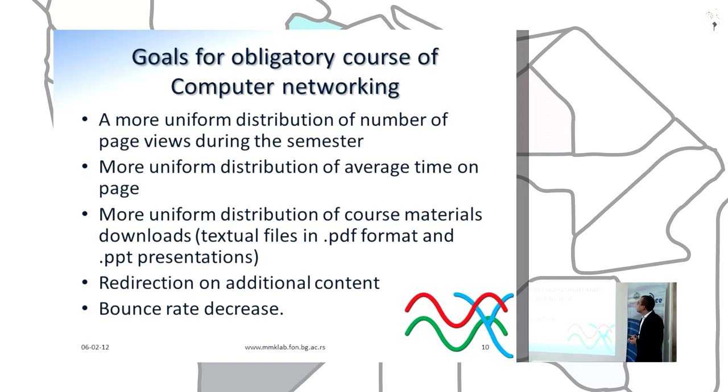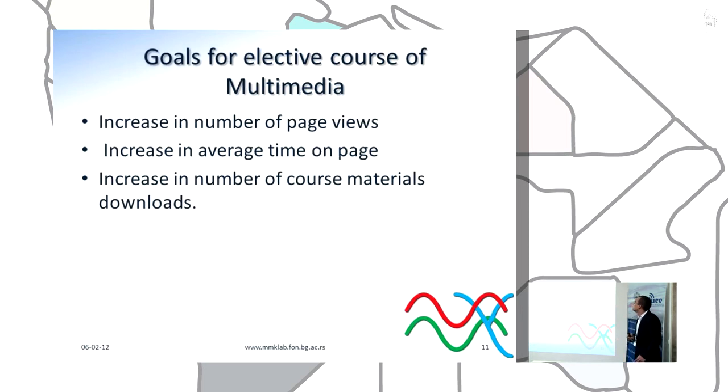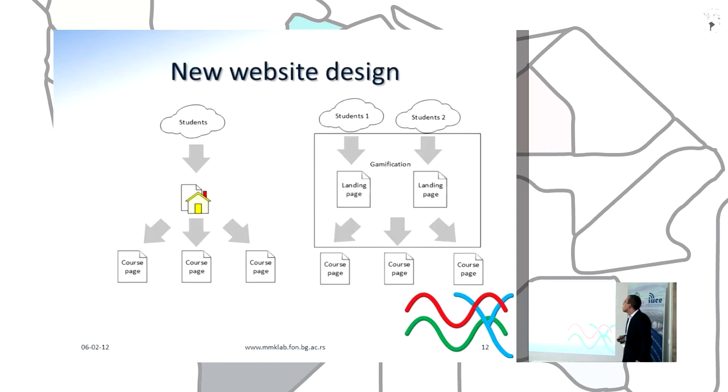For the obligatory course, what we wanted to achieve is a more uniform distribution of the web page users in the semester to enhance our student activity. Also, we want them to spend more time on our website, so more uniform distribution of average time on page. Also, we want to increase our number of downloads of course materials, and we also want to decrease the bounce rate, so to redirect our students to some additional content. For the elective course, we wanted to increase the number of page views and also the average time on page and number of course material downloads.